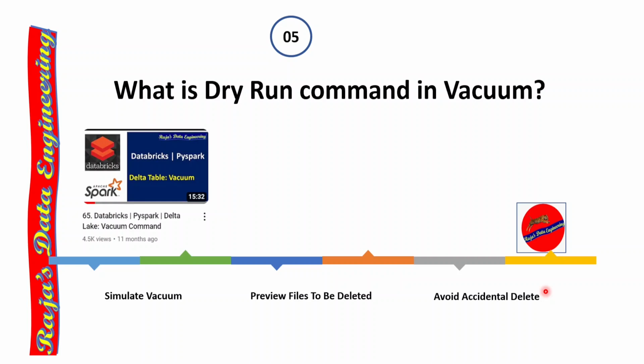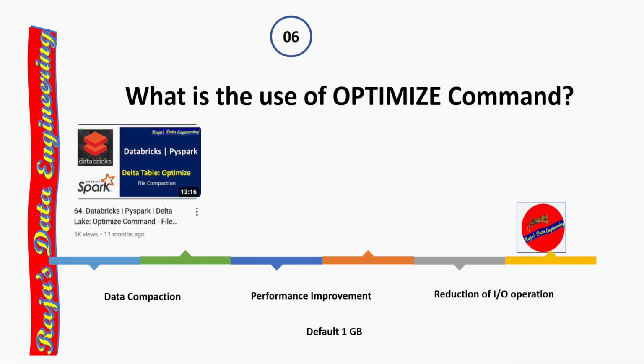Based on that preview, in case we are okay to delete those files, then we can proceed with the vacuum command. That is the use of the dry run command. So this helps to avoid accidental delete. Right. Moving on to the next question.